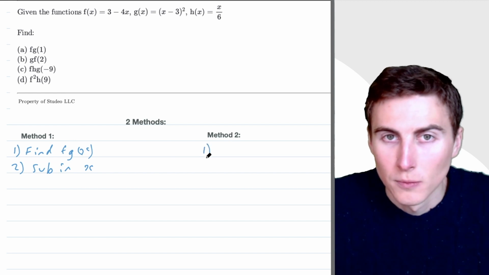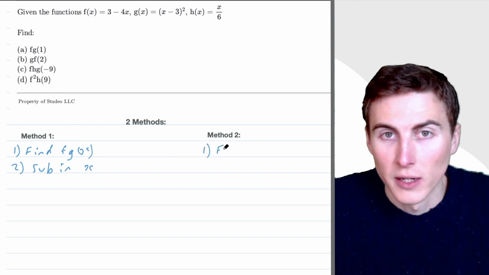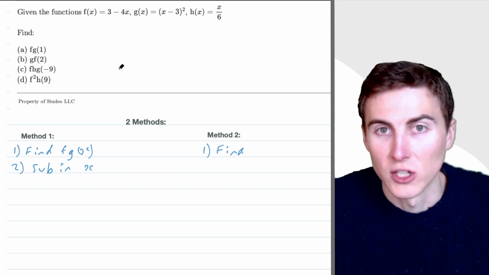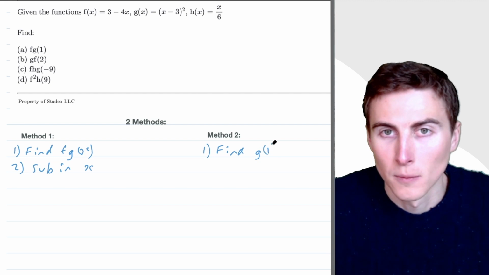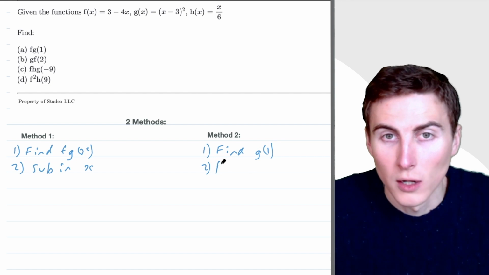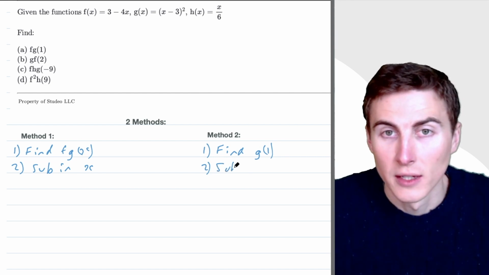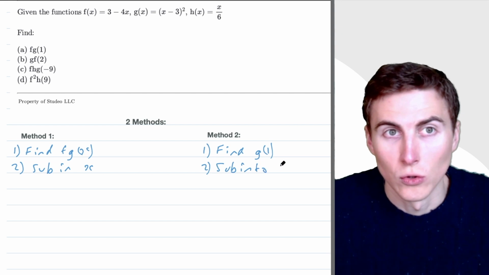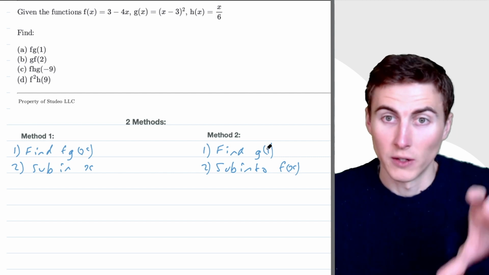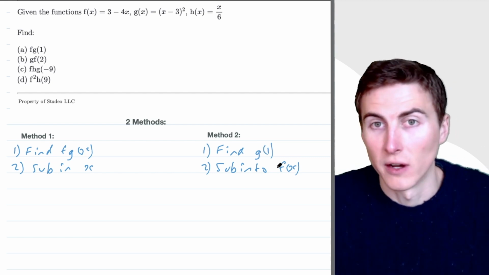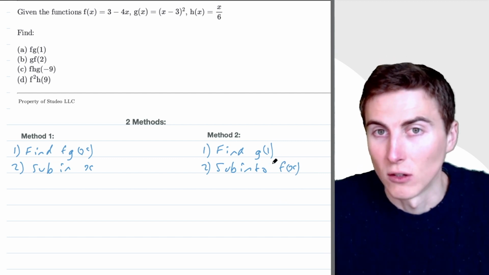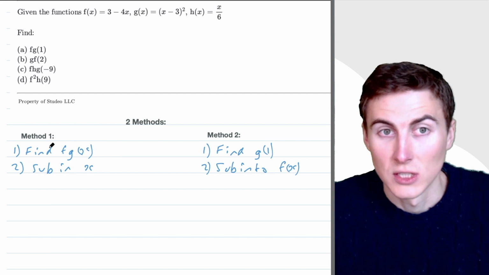In method 2, you first of all find g of 1, because g is closer to the 1. So you find g of 1 first. And then whatever you get from that, the output, you substitute into your f of x. So find g of 1, find the answer, say it's 5, and you plug that 5 into the f of x function. Both of these will be the same. This method is, I think, a lot easier, but let's see what method one will give us, just so you've seen both.